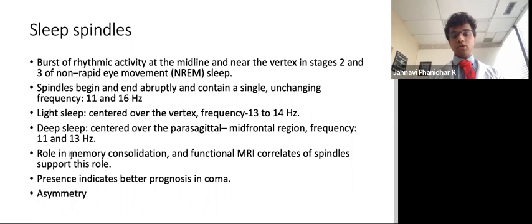They are theorized to play a role in memory consolidation, and it was shown with functional MRI that they have a role in memory consolidation during sleep. Their presence in a comatose patient indicates a better prognosis. When they are asymmetric below 2 years of age, it's normal, but above 2 years of age, asymmetry shows thalamocortical dysfunction.